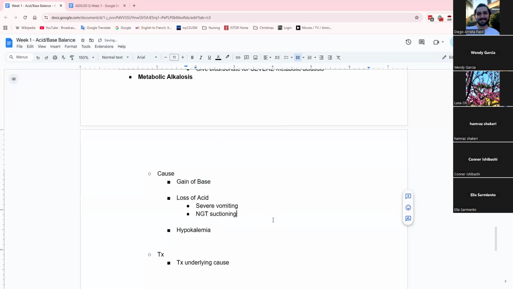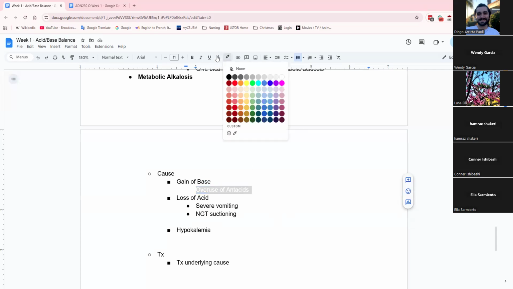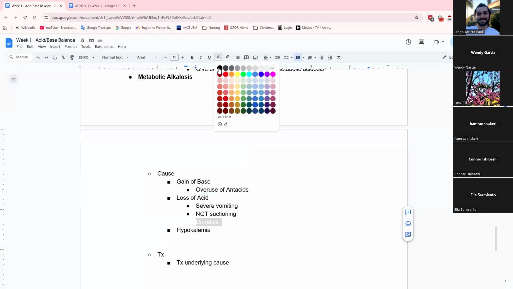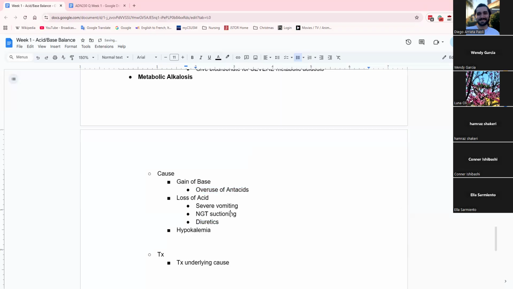So yeah, vomiting, suctioning. You guys already saw it though, but yeah, the case of base, too much antacid, so too much Tums. And then diuretics would just be from too much wasting, too much getting rid of waste, too much loss of uric acid.